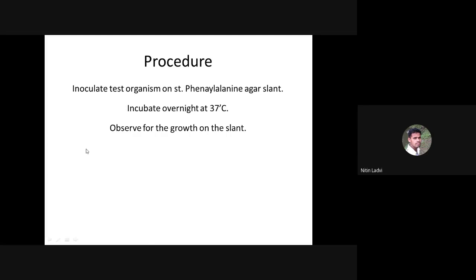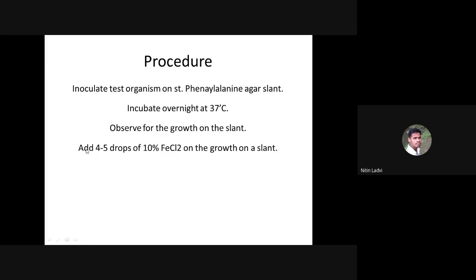And then after overnight incubation at 37 degrees Celsius, we are supposed to initially observe for the growth on the slant, whether there is visible growth or not. Because sometimes, if the overall phenylalanine agar slant is not that well prepared, you may not get any growth as such. And if you directly go for the next step, you may get false negative results also. That's why we need to observe the growth on the slant. Okay.